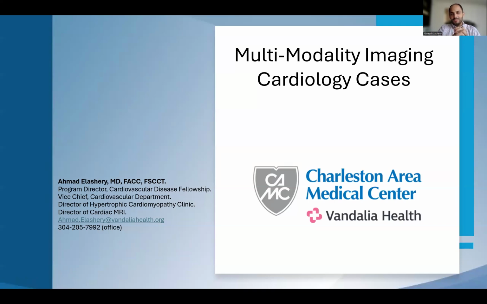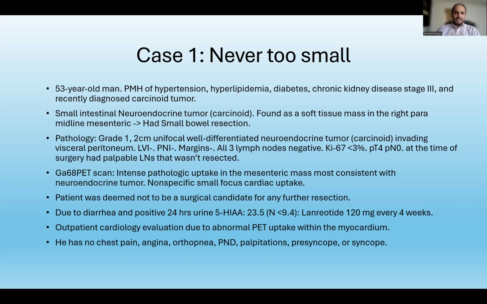I'm going to talk about multimodality imaging in cardiac cases. These are select cases. So this is case number one. The vignette is a little bit longer. I promise the next one is not going to be that long.